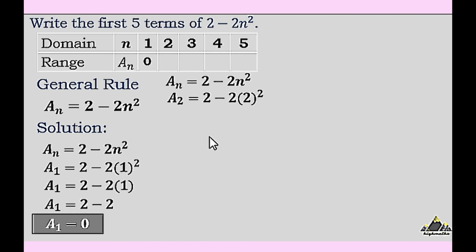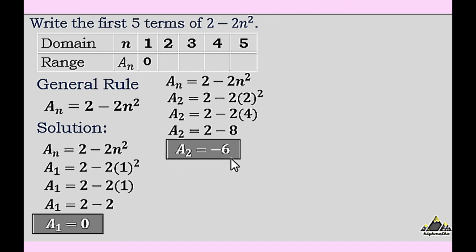Next, using again our general rule, to get the second term, substitute 2 to the variable n. We have a sub 2 equals 2 minus 2 times 2 to the power of 2. Again, I repeat, our exponent here is only for our variable n. So if we substitute 2 to the variable n, our 2 here has an exponent 2. So 2 times 2, we have 4. Solving further, 2 minus 8, we have negative 6. Our second term is negative 6.